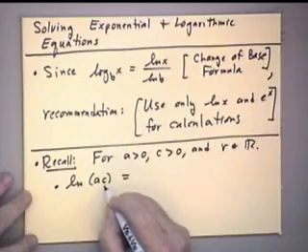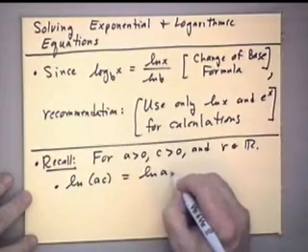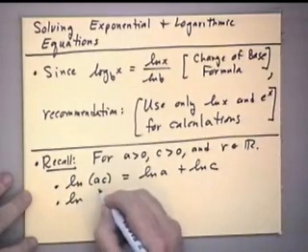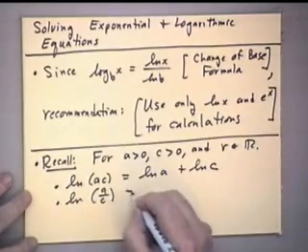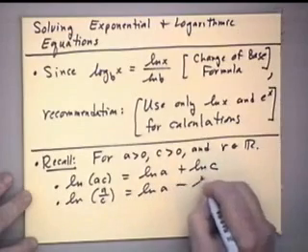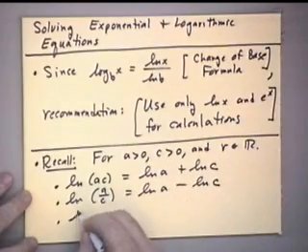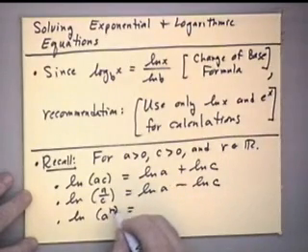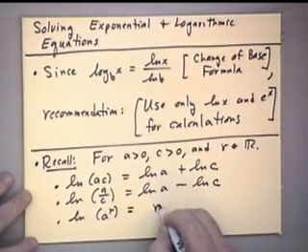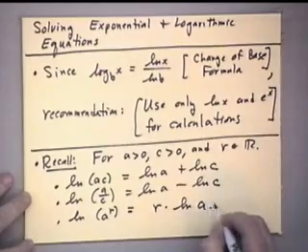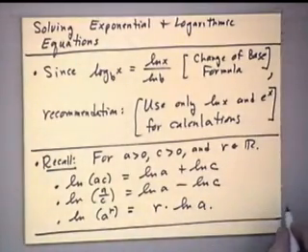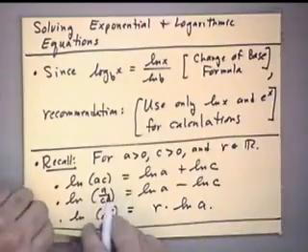The natural log of a product is the sum of the logs. That's handy. The natural log of a quotient is the difference of the logs. And finally, the natural log of a to some power, the power comes down out front, and you can write this as r times the natural log of a. Those three logarithmic rules will be ones that you're going to use a lot.